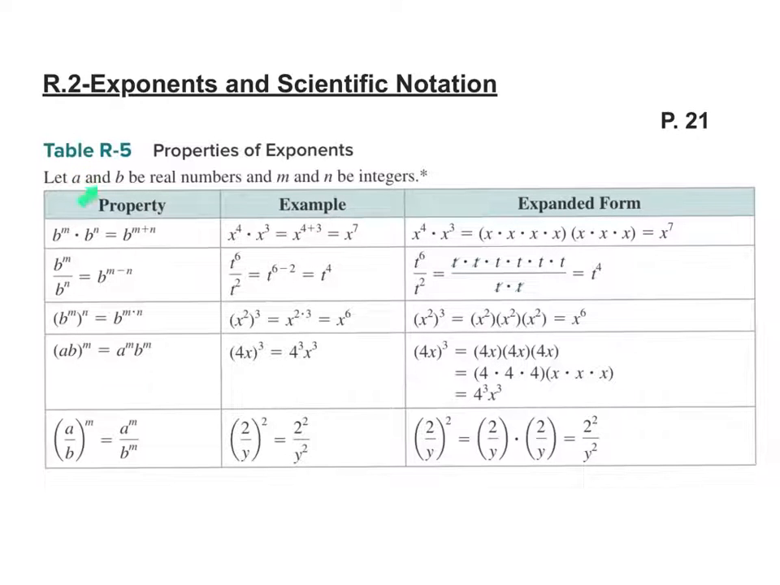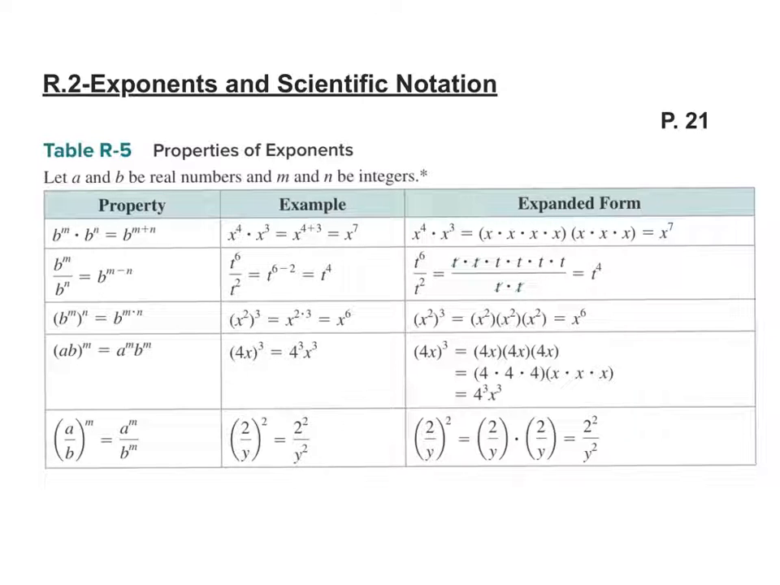The bottom line is we're talking about situations where A and B are real number bases. Okay? So notice here I've got bases of B's, I've got a base of A, and then M and N are integers, and they are the powers. And so what they do is they give you the rule here to the left, they give you an example in the middle, and then just sort of a proof, if you had it all expanded, why these rules work.